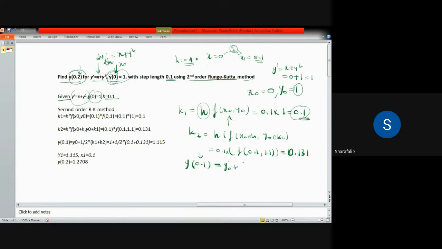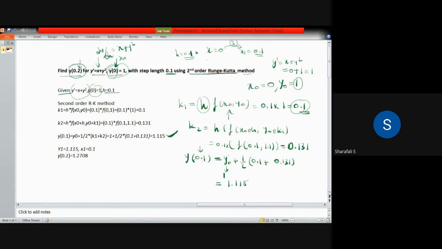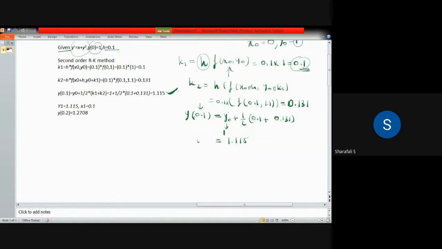y0 plus half into k1 plus k2. So k1 is 0.1, plus k2 is 0.131, and y0 is 1. If you substitute all those values in this equation, then you'll get 1.1145. So this is your y of 0.1.